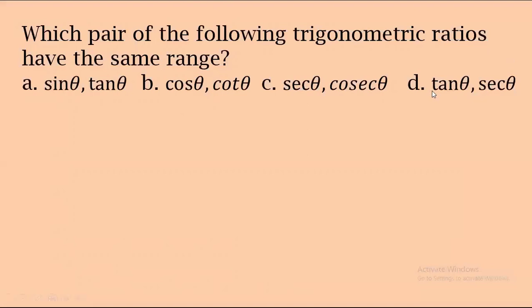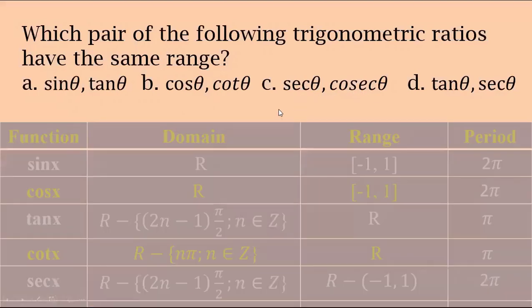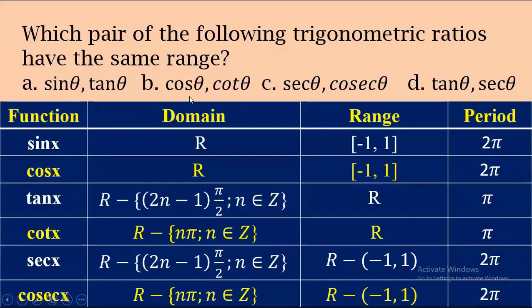And again, in tan and sec, for tan we get the set of all real numbers, but for sec we do not. But for sec theta and cosec theta we get the same range. Just for your understanding, I have given the table here. So take the decision where the range is the same. Range is the same for sine and cos, tan and cot, and sec and cosec.